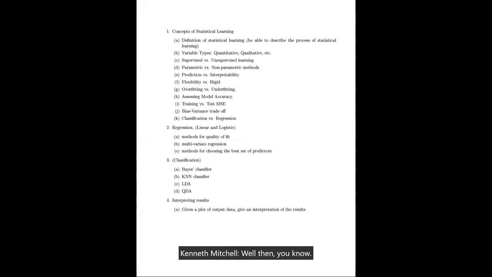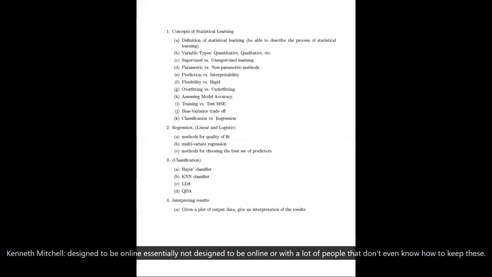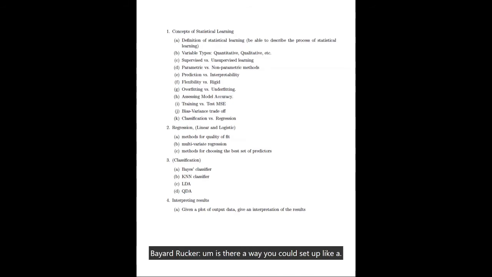Well, at this point of time, these courses aren't designed to be online. And since they're not designed to be online, a lot of people don't even know how to give these. Is there a way you could set up a trial test or a practice test where we could go in and answer a single question? Yeah, I could probably do that and get that ready, done.